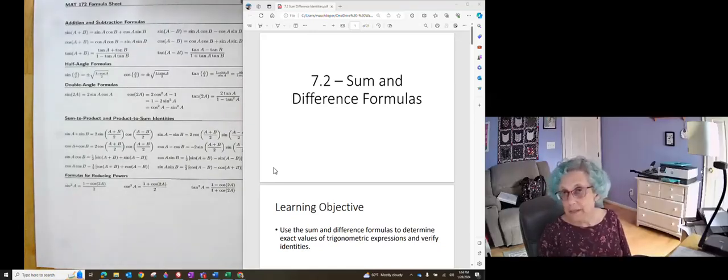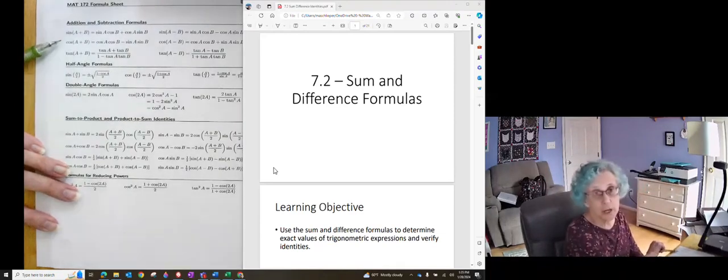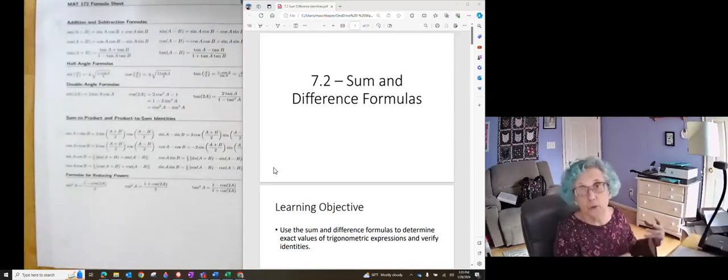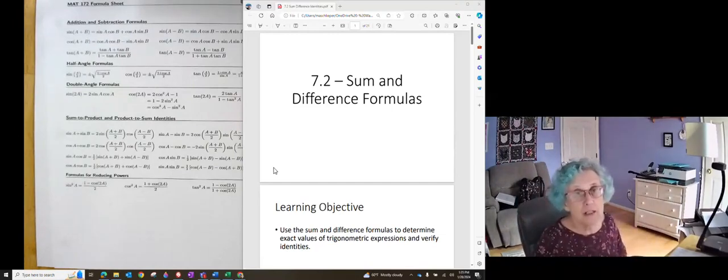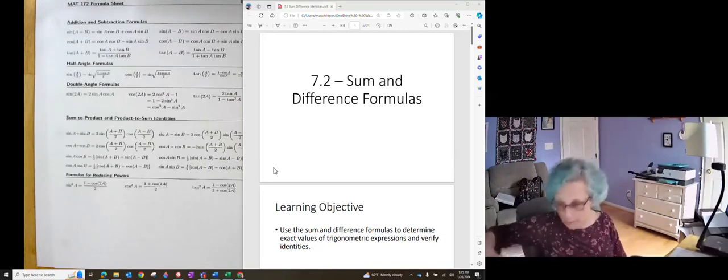Our last section was all about some of the basic trig identities. Those you're going to have to memorize. The sum difference formulas you do not have to memorize. They are called addition and subtraction formulas on this formula sheet that you will get for every test. So you do not have to memorize these. You just have to recognize when you're going to need to use them and be able to use them.